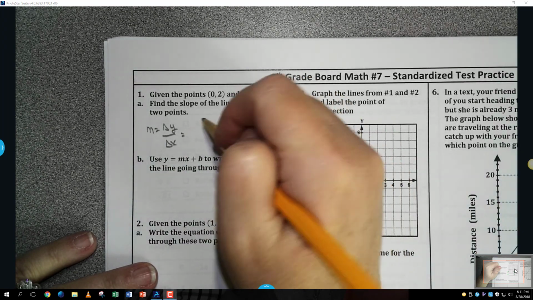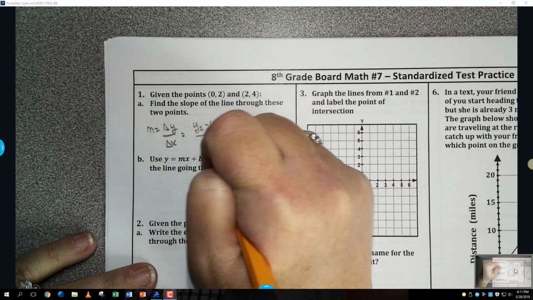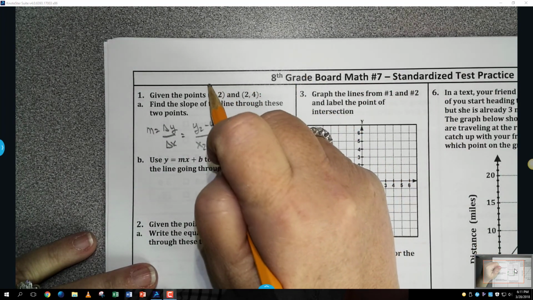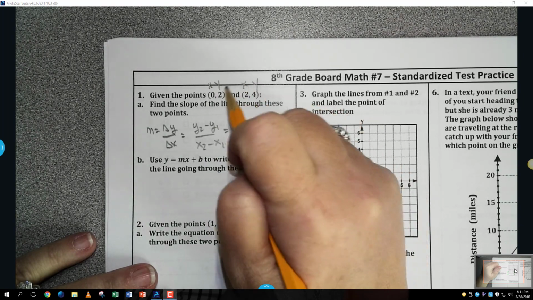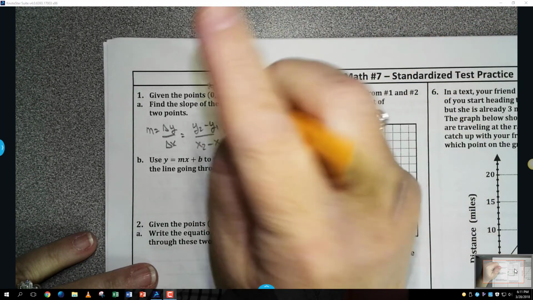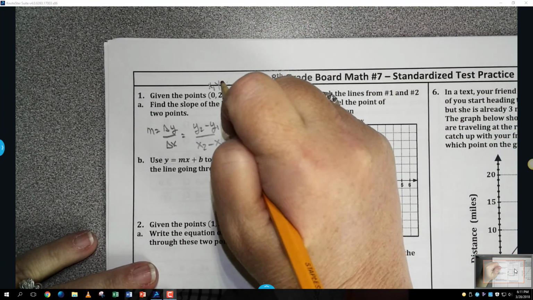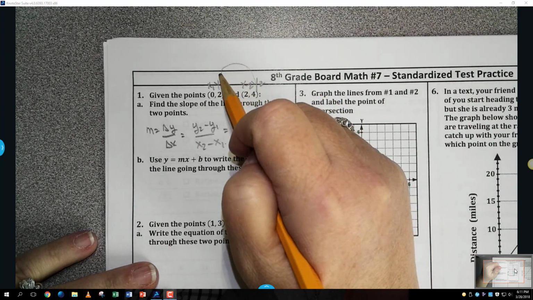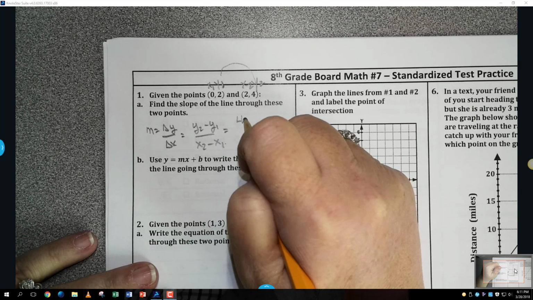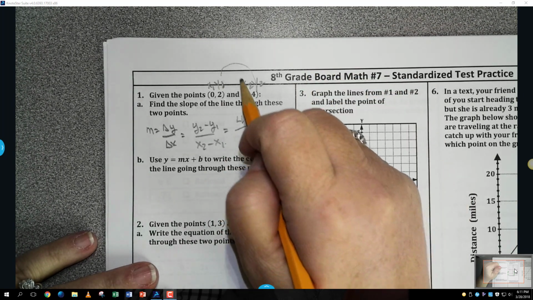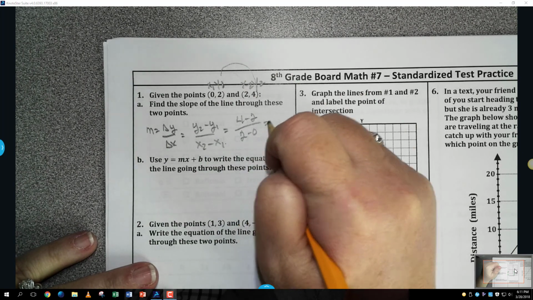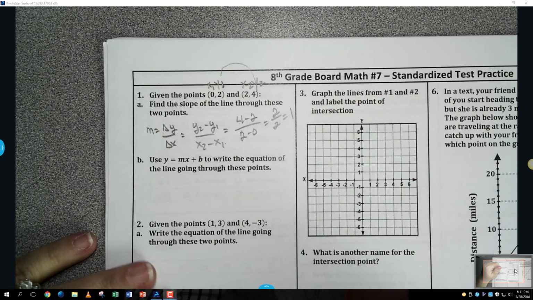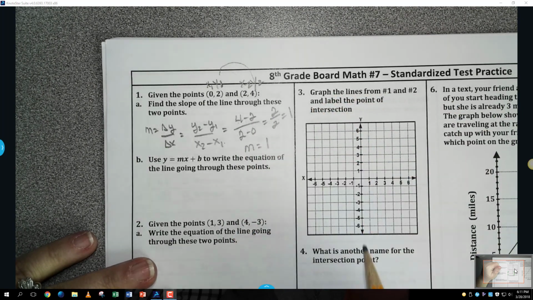Gets us back to our fun formula, y sub 2 minus y sub 1 over x sub 2 minus x sub 1. So here is my x, y, my 1, 1, and my 2, 2, right? So I'm going to have y sub 2 minus y sub 1, so that's going to be 4 minus 2, divided by my x sub 2 minus x sub 1, 2 minus 0. That's going to be 2 over 2, which equals 1. Okay, so here the slope is 1.